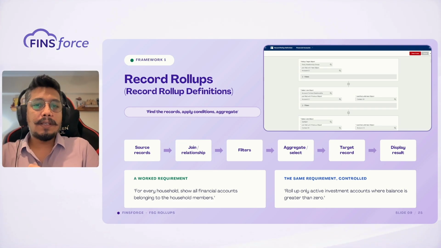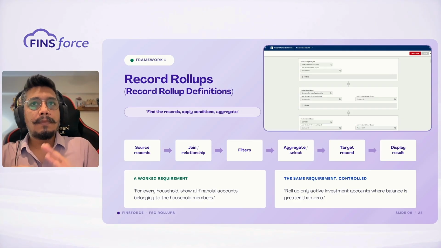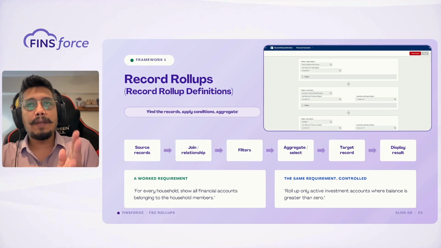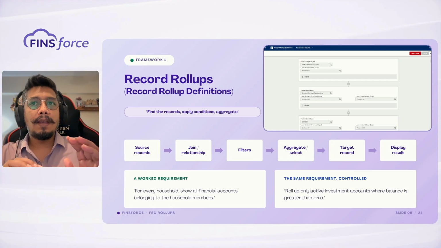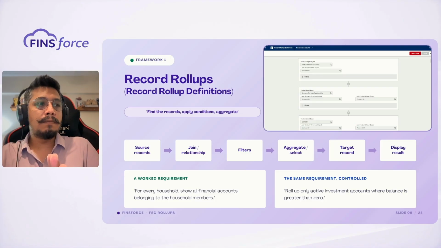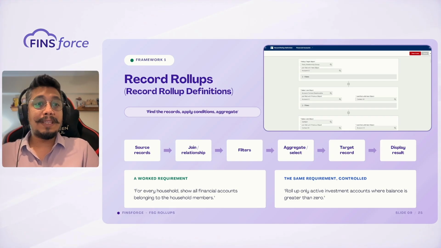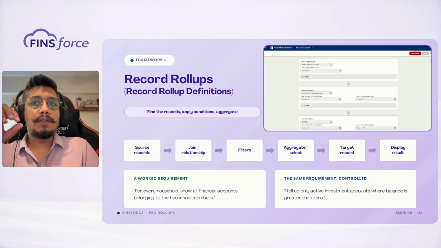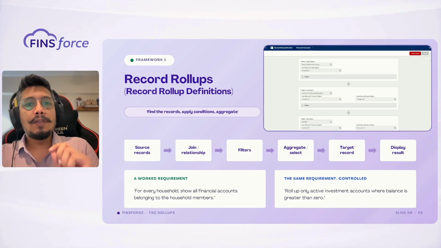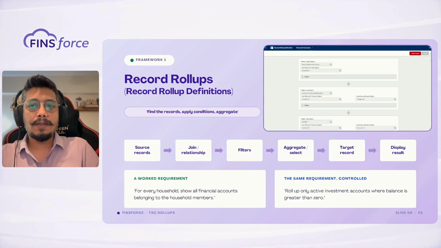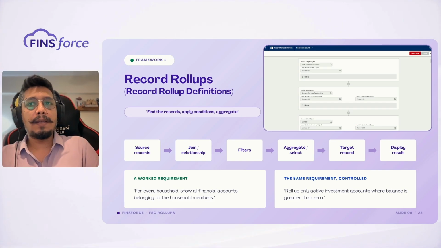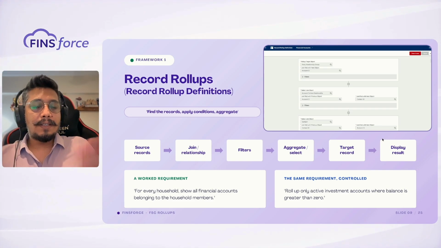to display. For example, household: for each and every household, you need to show all the financial accounts of their household members. For example, the Sharma family: in that you have Rohit Sharma and some other family members, and they have their own financial accounts. So you want to show their financial accounts on the Sharma household family record. That can be achieved via record rollup definition. If you want to filter that if those records have a 0 balance, don't show them, you can do this kind of filter here.